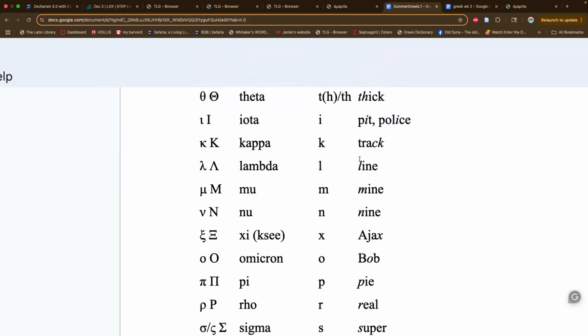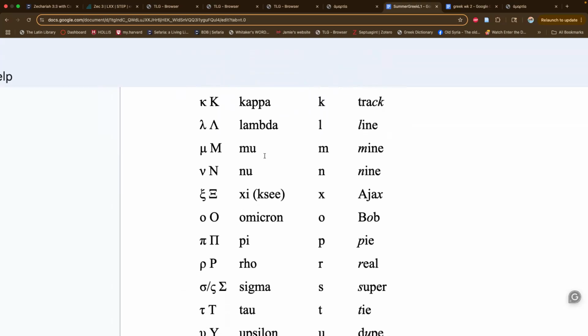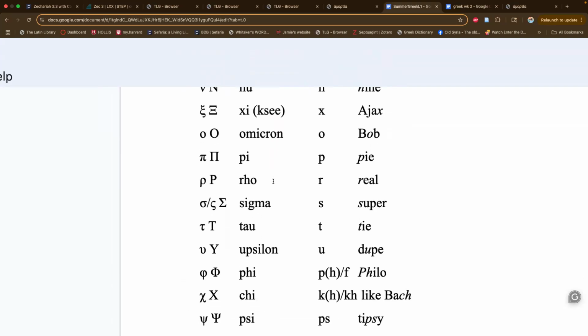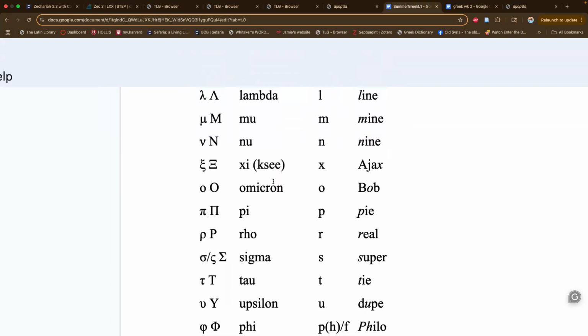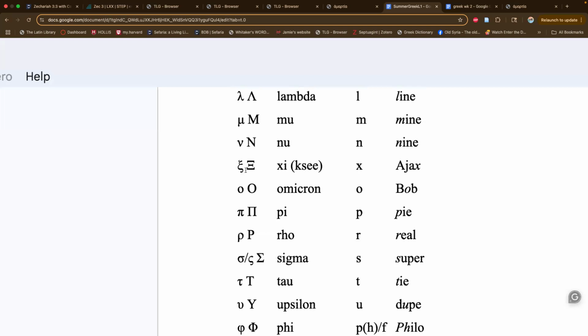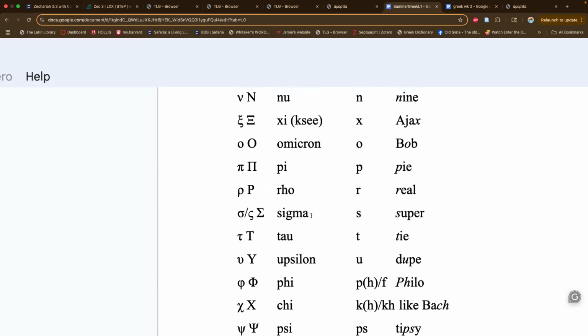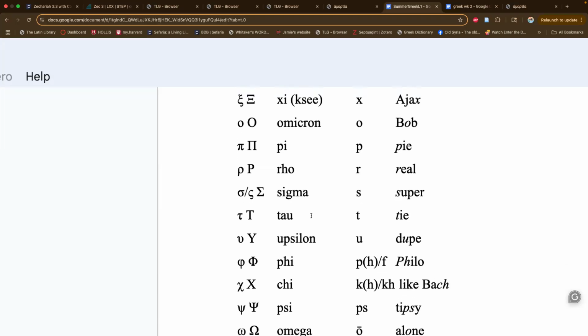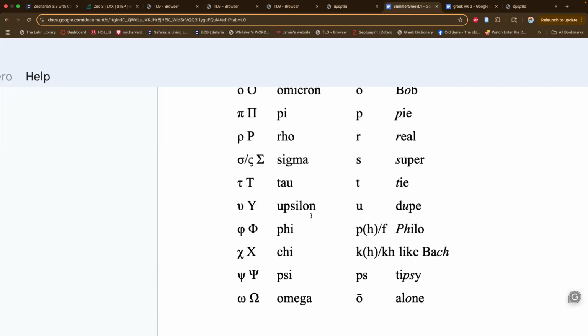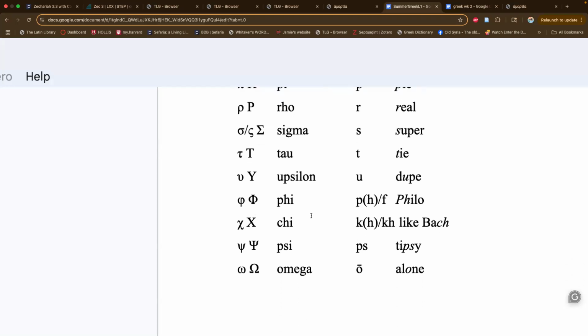Kappa is k, lambda is l, mu is m, nu is n. This one trips people up. Xi is ks. If it helps you, you can say a vowel before it. It's the same sound as x, just you normally don't say it alone because it's two consonants. Omicron is o. Pi is p. Rho is r.